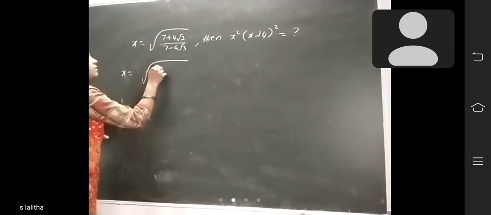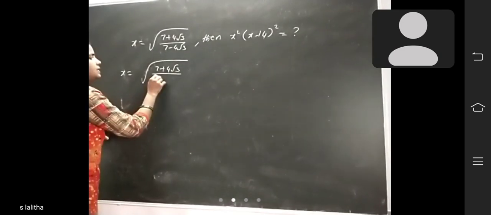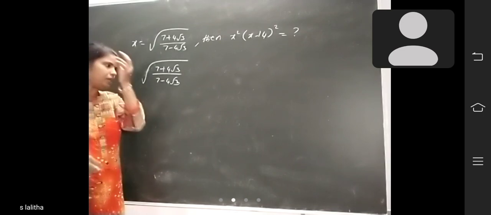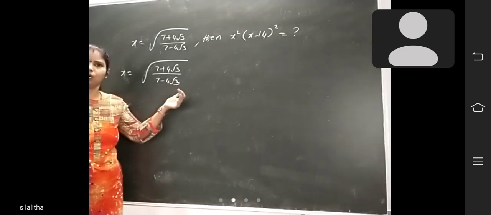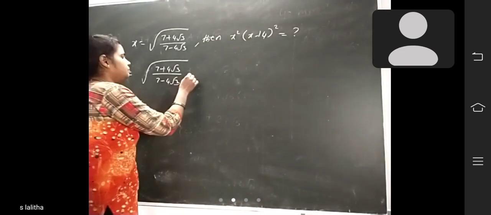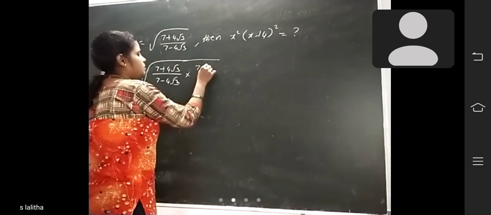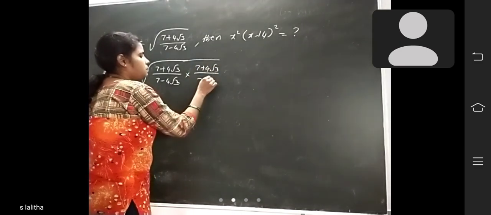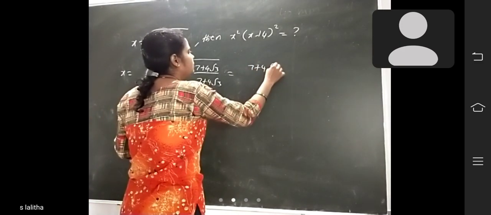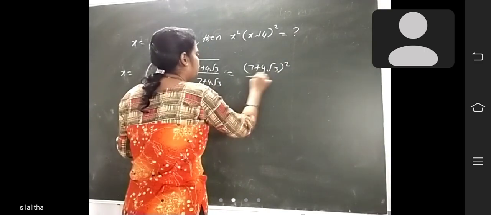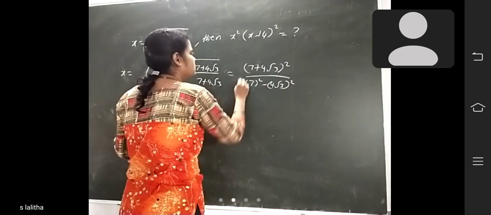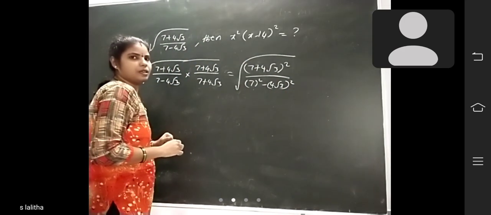Root of (7 plus 4 root 3) by (7 minus 4 root 3). So you can rationalize the denominator. What is the denominator? 7 minus 4 root 3. What is the rationalizing factor for this one? 7 plus 4 root 3, into (7 plus 4 root 3) by (7 plus 4 root 3). Okay. So (7 plus 4 root 3) whole square by 7 square minus (4 root 3) whole square, root of.